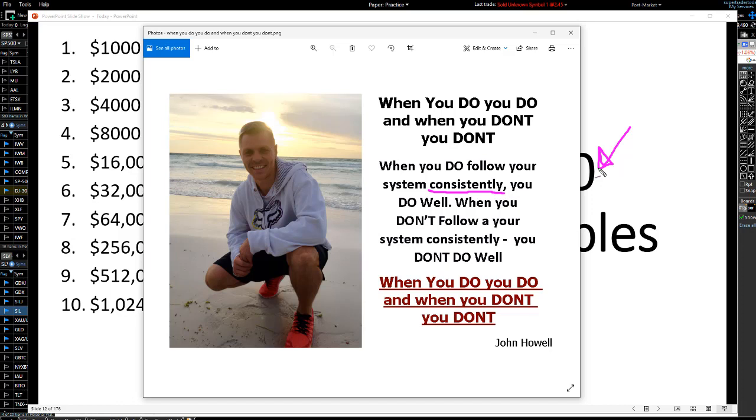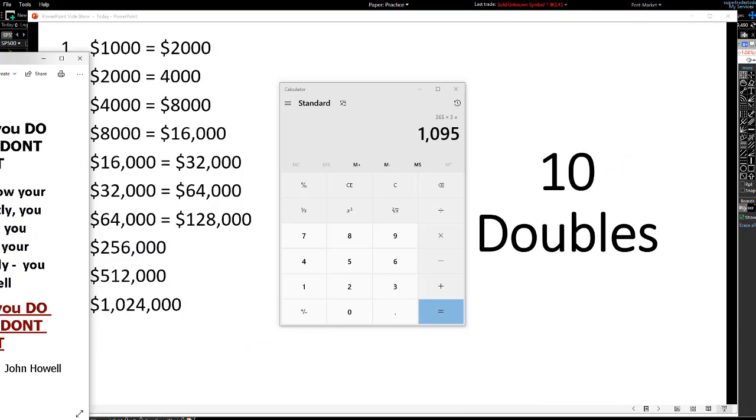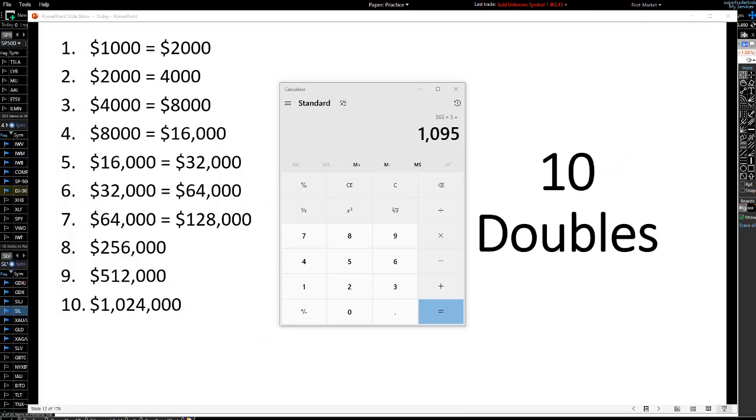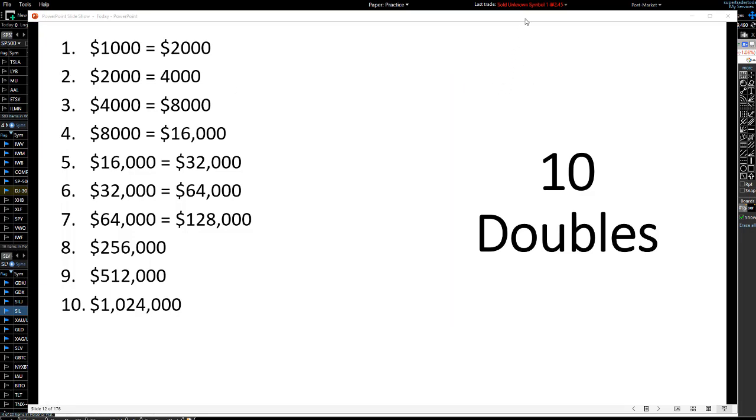Now again, you're going to have some losses in there, right? Not every system is foolproof. You're going to make some mistakes, and then you're going to have some really good wins, right? When you consistently follow, you do well. When you don't follow your system consistently, you don't do well. When you do, when you don't, you don't. So that's what I wanted to share with you right now, traders. Please, a bit of a motivational sort of thing to get you going for the week.